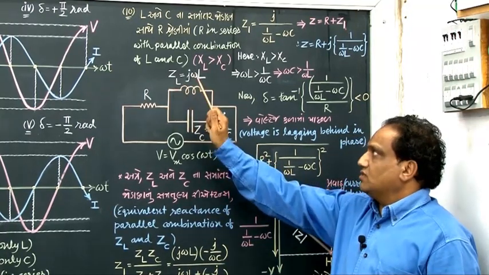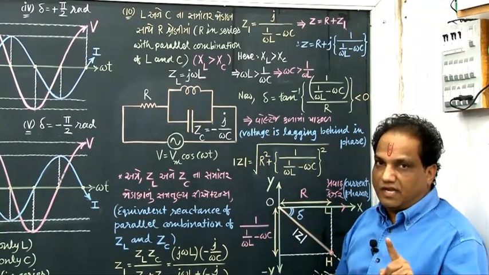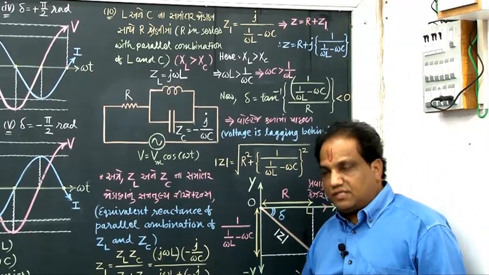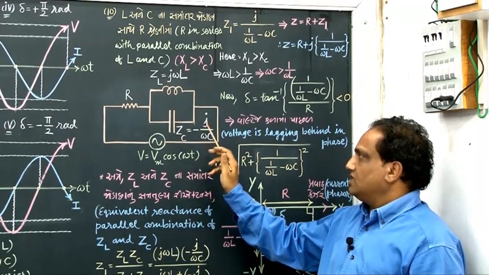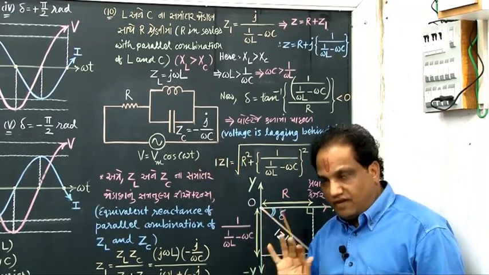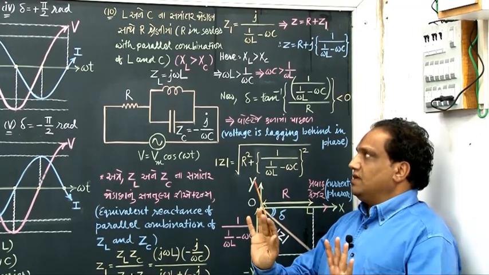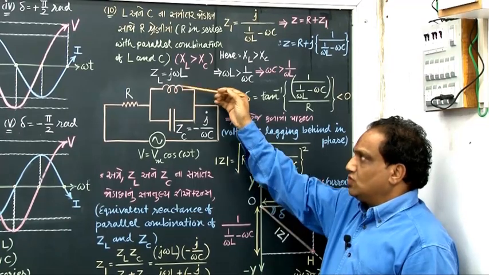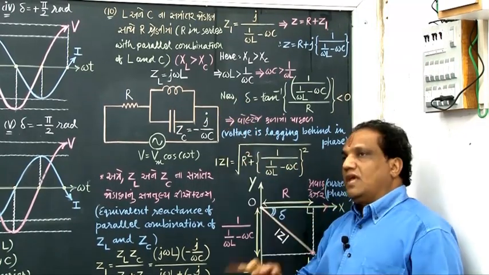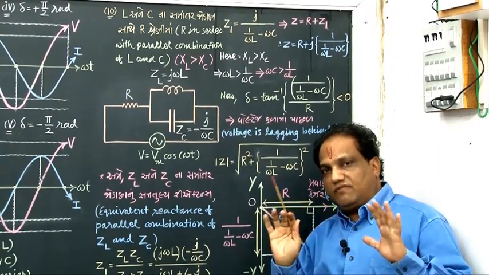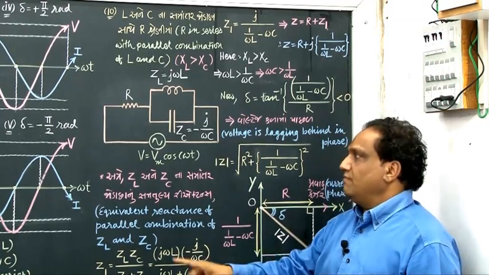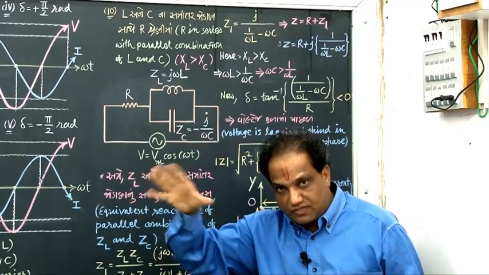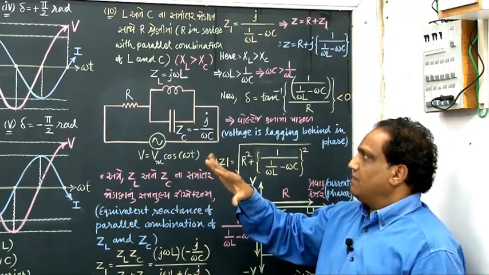Tell me the formula of inductive reactance. It was ZL equals J omega L. What about capacitive reactance? ZC equals minus J upon omega C. Fine. And now let us do one thing. First of all, let us find out the equivalent reactance of these two connected in parallel, and whatever equivalent reactance we obtain, we will simply connect this R in series with it. Let us proceed step by step.